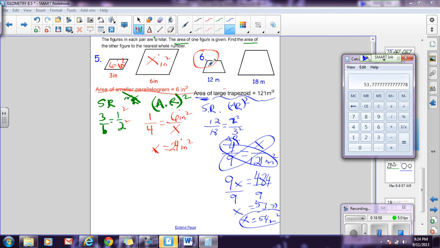So this little guy is the 54 area, while this big guy is the 121, because the area ratios are 4 to 9. So what we had to do is set it up. Okay. Alrighty.